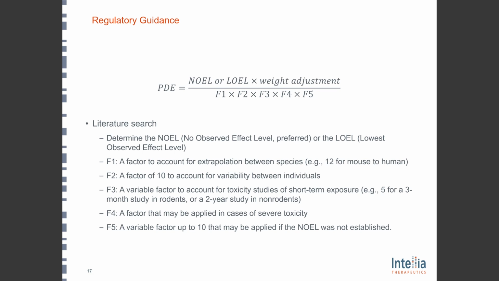F4, a factor that can be applied in cases of severe toxicity. And again, they talk about what numbers you might use. I believe it's usually around 10 or 12 for if within the article that you're citing, there was a case of severe toxicity. And then F5 is a variable factor of up to 10 that can be applied if the NOEL was not established. So if you're using the LOEL instead of the NOEL, you're going to want to include that F5 factor.